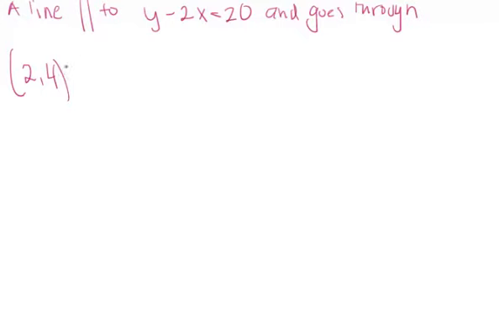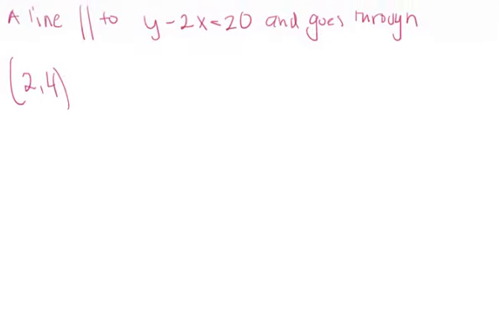There we go. A line parallel to this line, y minus 2x equals 20, and goes through 2, 4. Okay, I have a point, so here's a point, so I feel good about that.